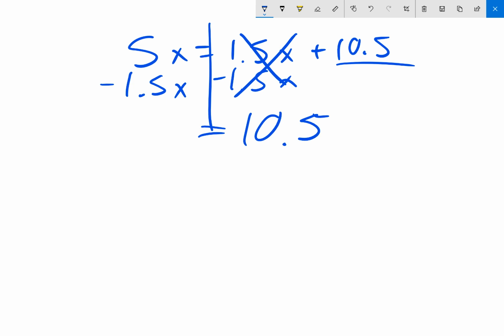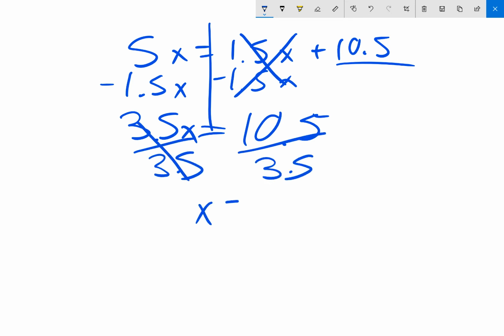Have 10.5 on the right, and then 5 minus 1.5 is 3.5 for the x. So now just divide by 3.5. We get x equal to, I believe it's 3. All right. So be careful with the decimals. The algebra is the same that you've been doing for a long, long time, but decimals might make it a little more tricky. So be careful about that.